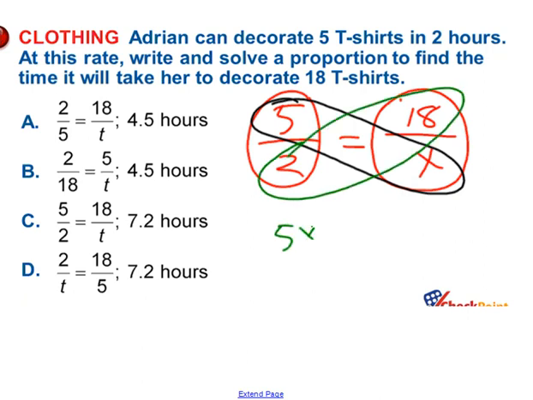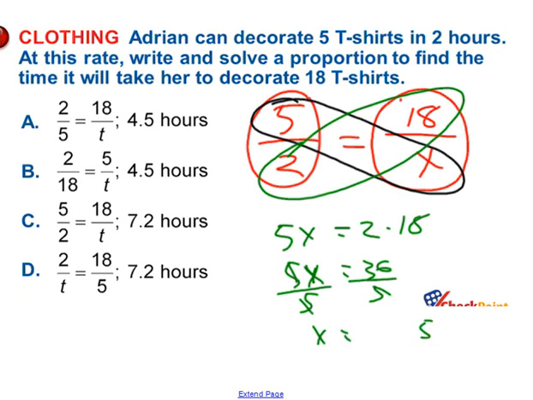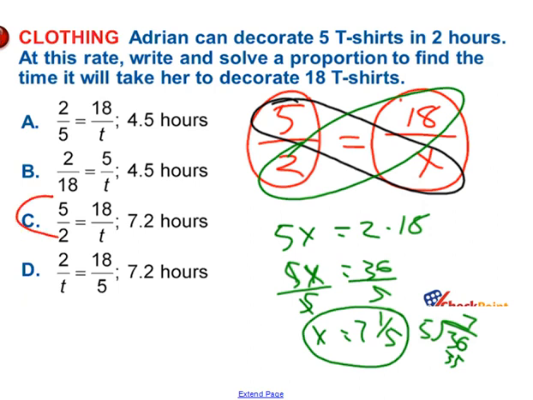I'm going to have 5x is equal to 2 times 18. 5x would then be equal to 2 times 18 is 36. I can divide both sides by 5, leaving me with just x is equal to 36 over 5. I'm actually going to do that division. 5 will go in there 7 times, would be 35 and 1/5. So 7 and 1/5 hours it would take her to do the 18 t-shirts. If I look at that, that's this answer C.